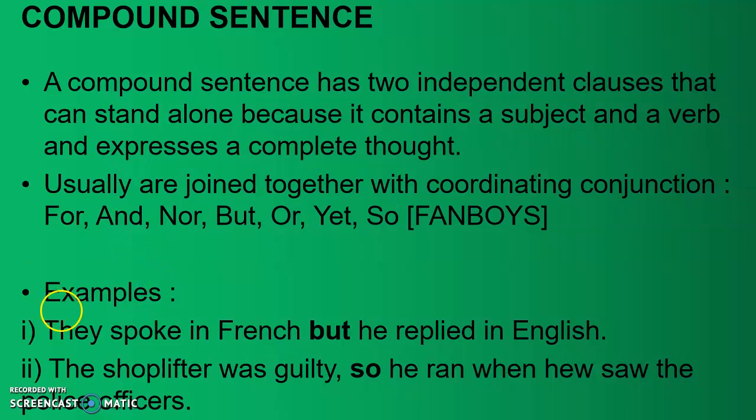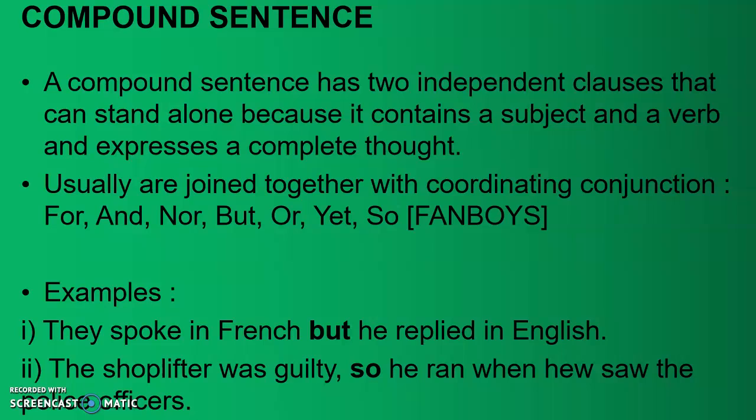We look at the first example over here. They spoke in French, but he replied in English. Now, if I were to omit the conjunction over here, both of these sentences can stand on their own. They spoke in French, and if I were to put a full stop here, the whole sentence would make sense. And if I were to start the sentence, he replied in English, and full stop, it would still make sense. When two independent clauses are joined with a coordinating conjunction, it makes up a compound sentence.